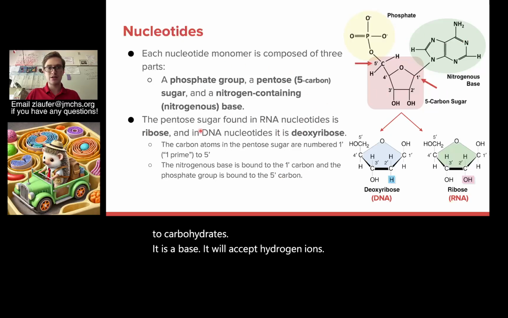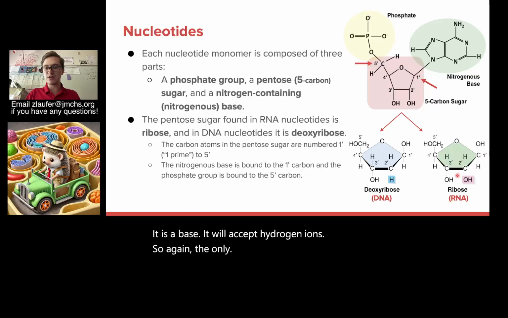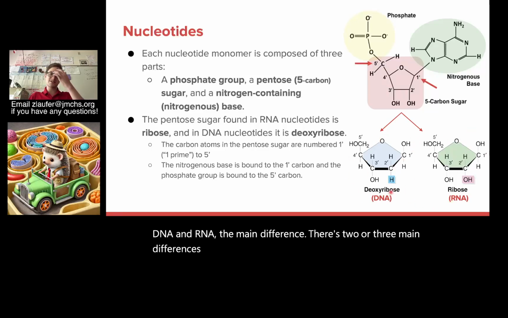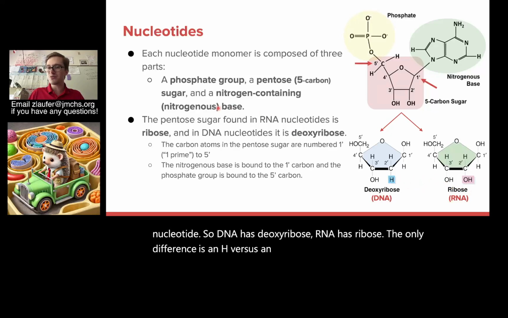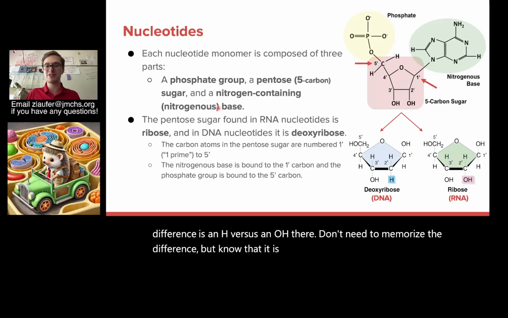So again, for DNA and RNA, there are two or three main differences, but one of them is the sugar that they have in their nucleotide. DNA has deoxyribose, RNA has ribose. The only difference is an H versus an OH there. Don't need to memorize the difference, but know that it is quite a simple difference.